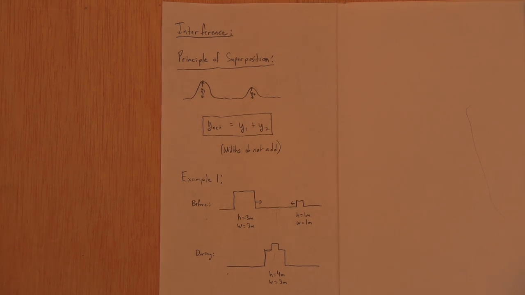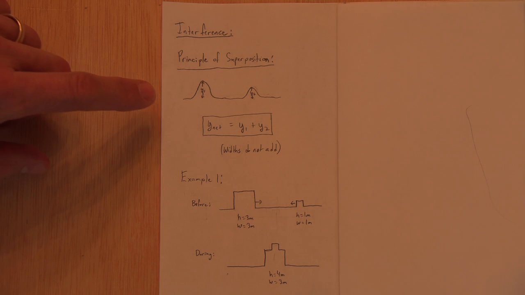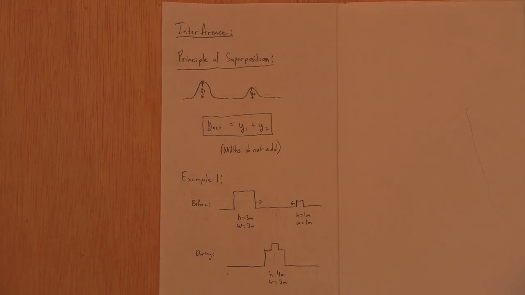This is the 5th lesson in our waves topic. Today's lesson is about something called wave interference. The first thing we're going to learn is something called the principle of superposition. It tells us what happens when two waves travel toward each other, approach, meet, and overlap.